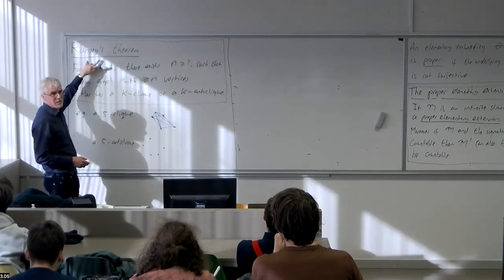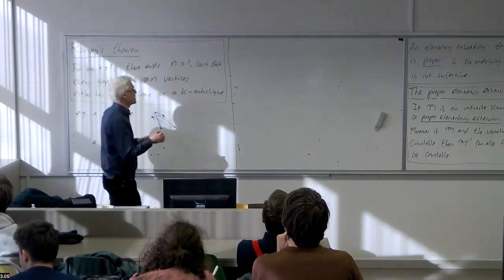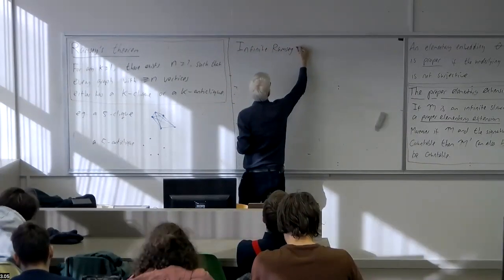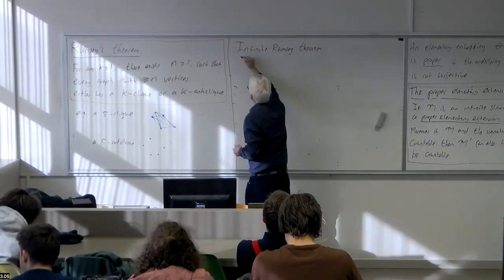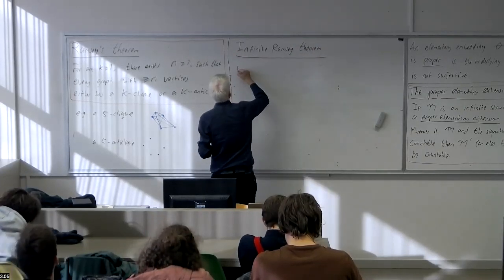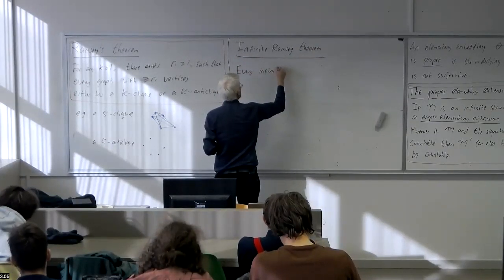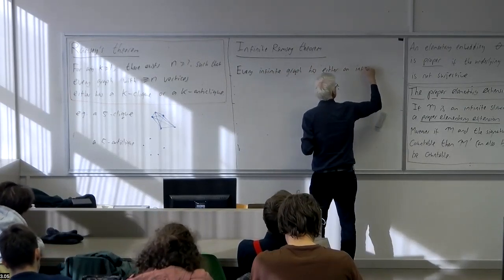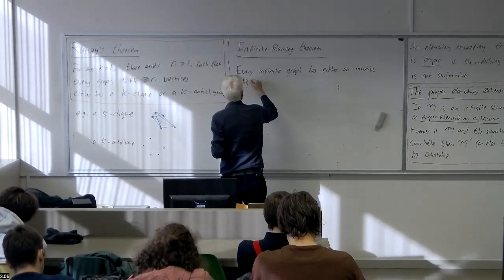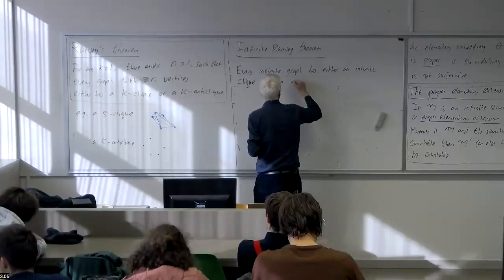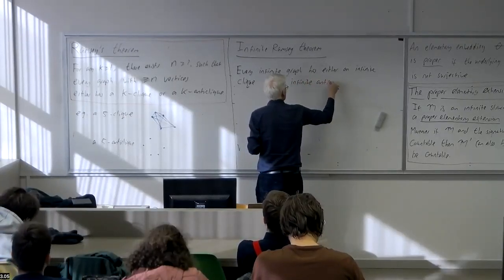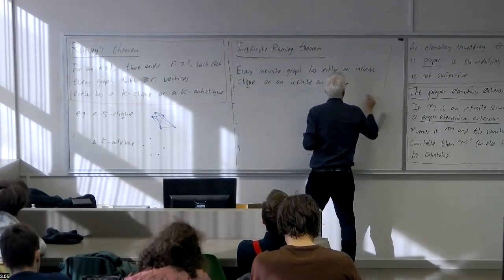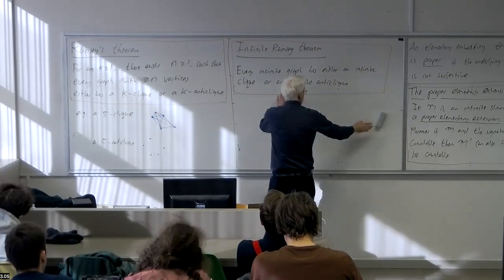There's actually another version of this theorem concerning infinite graphs. We call this the infinite Ramsey theorem. The infinite Ramsey theorem simply says every infinite graph has either an infinite clique or an infinite anti-clique. So that's the infinite Ramsey theorem.